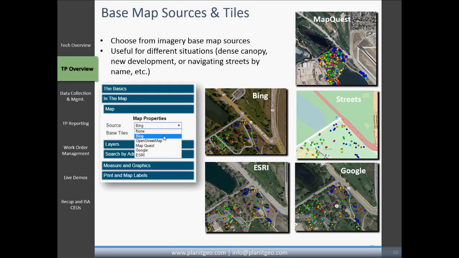Sometimes it helps because the imagery is taken at different times of the year. Some of the imagery may be leaf off or leaf on, and it's good to go ahead and just toggle through those and see which one you like the best. There's also options to change the appearance of a layer, and you can also search by an address, and it will drop a point on the map based on the address.